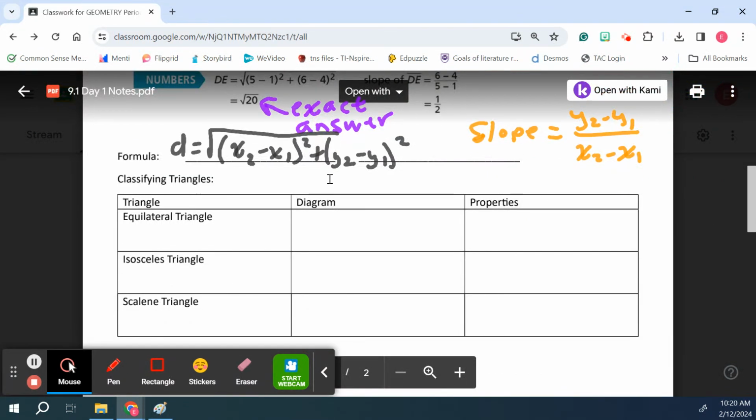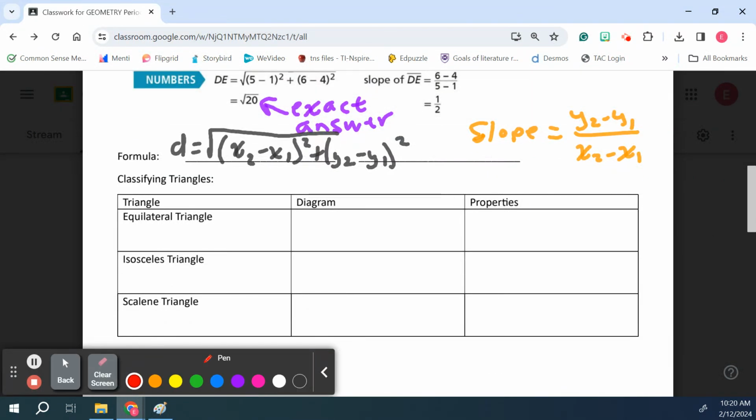All right, let's talk about classifying triangles. So the first one they're talking about is an equilateral triangle. So the diagram would look like this. If I have a triangle, I have all three of those sides congruent. Some of the properties, one property is that all sides are equal length. And the second property is that all angles are congruent. In fact, they're all 60 degrees.